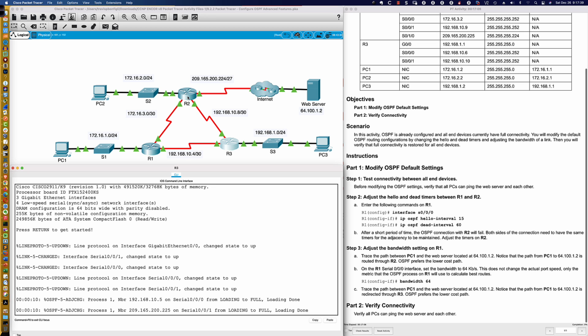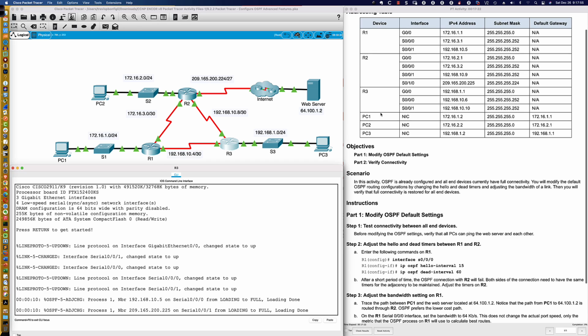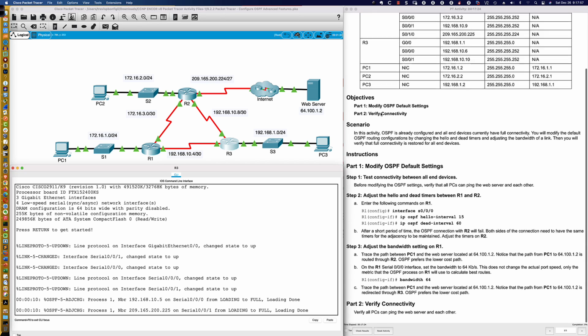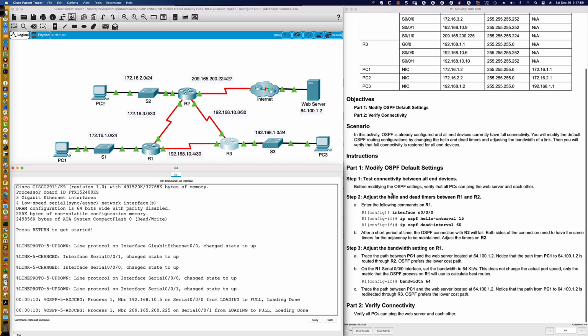You can see we have a triangle of routers 1, 2, and 3, and then we have our internet web server, and we have 3 LAN segments that hang off of these routers. So we've got our addressing table here to the right. We're going to go ahead and dive into the activity right away. Now, they want us to test connectivity between all devices before modifying anything.